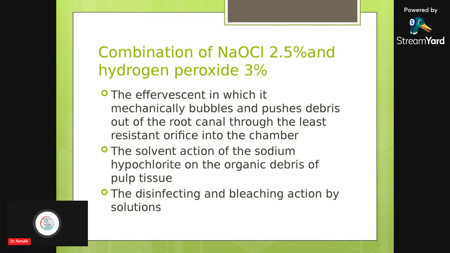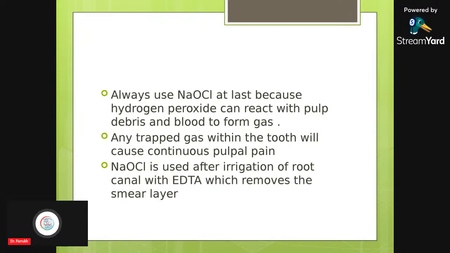Okay. Combination of NaOCl 2.5% and hydrogen peroxide 3%. The effervescence mechanically bubbles and pushes debris out of the root canal through the least resistant orifice into the chamber. The solvent action of the sodium hypochlorite on the organic debris of pulp tissue, and the disinfecting and bleaching action by the solution. Always use NaOCl last because hydrogen peroxide can react with the pulp debris and blood to form gas. Any gas within the tooth will cause continuous pulpal pain.